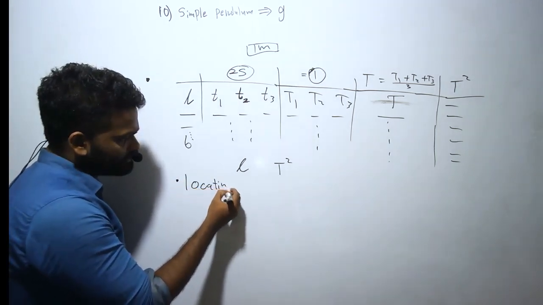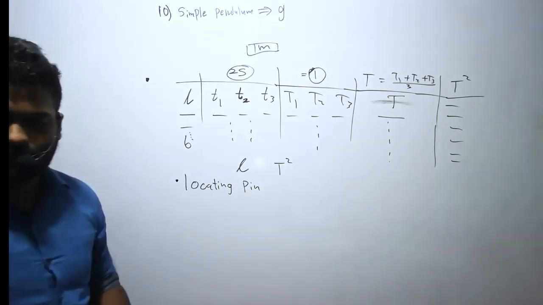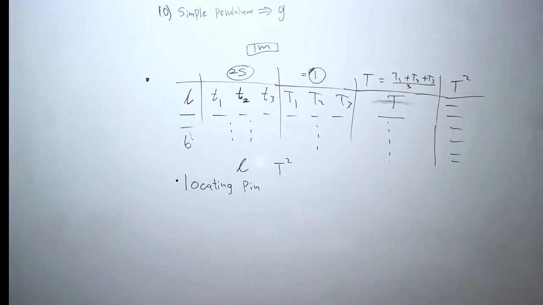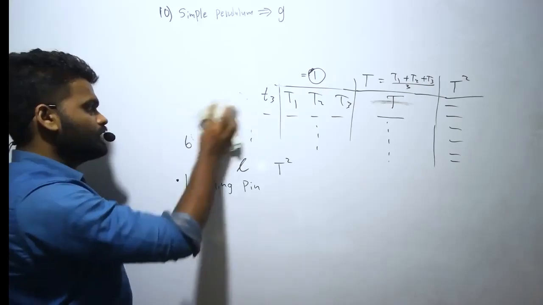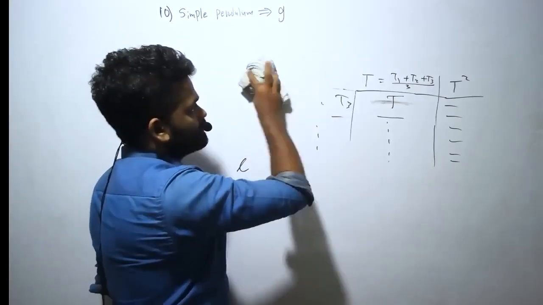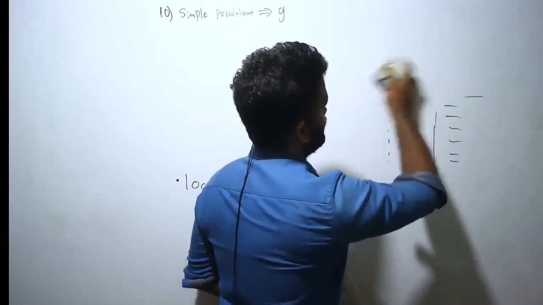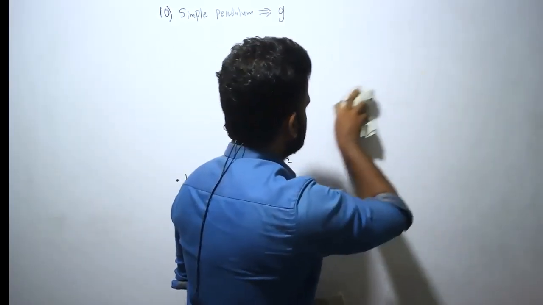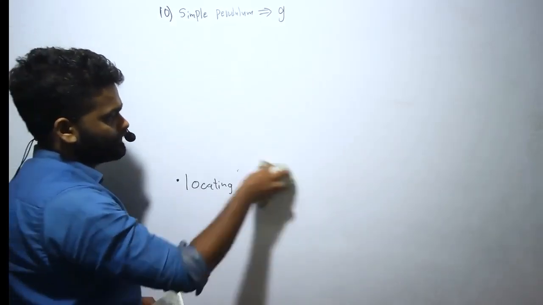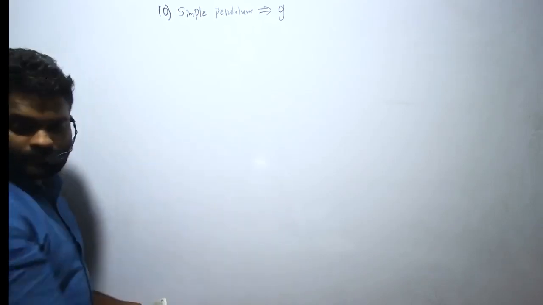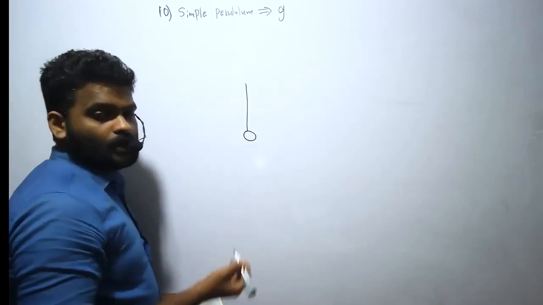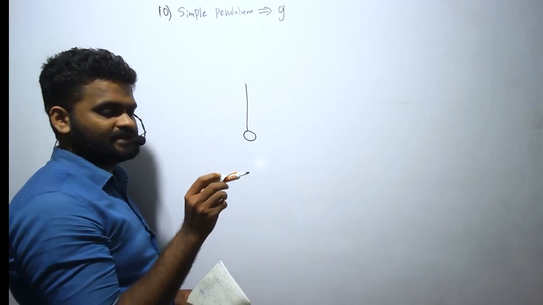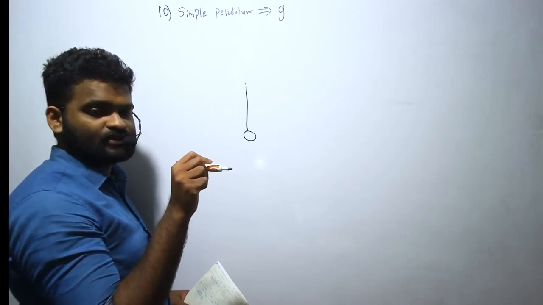Then I'm going to talk about something called the locating pin. Write down locating pin. Okay. So why do we need a locating pin? As you are measuring the time period, you need a locating pin to have a certainty of oscillations, right? So if this is the bob, the locating pin is just a pin like this. It is attached to a cork, right?